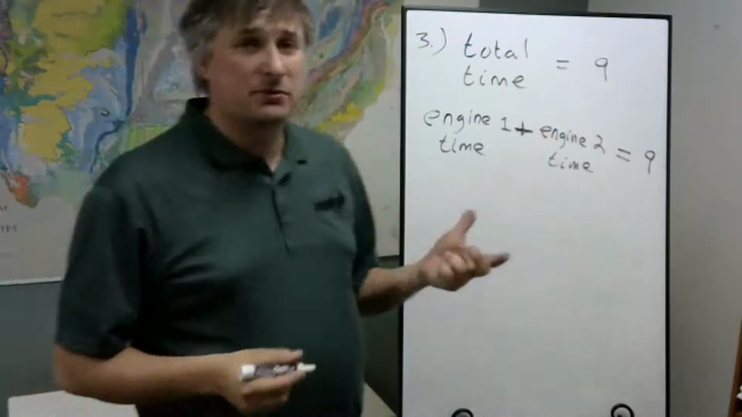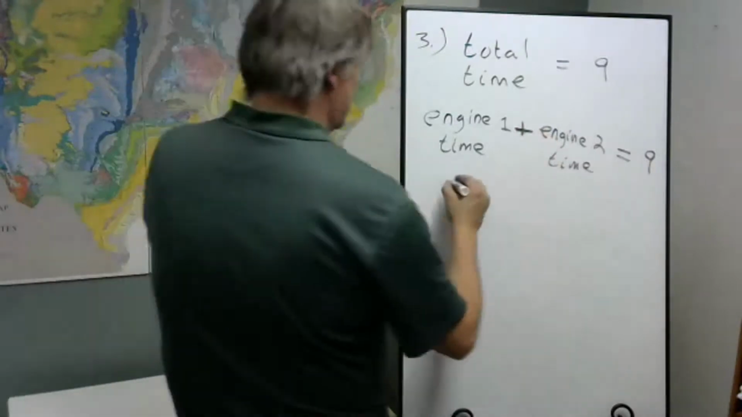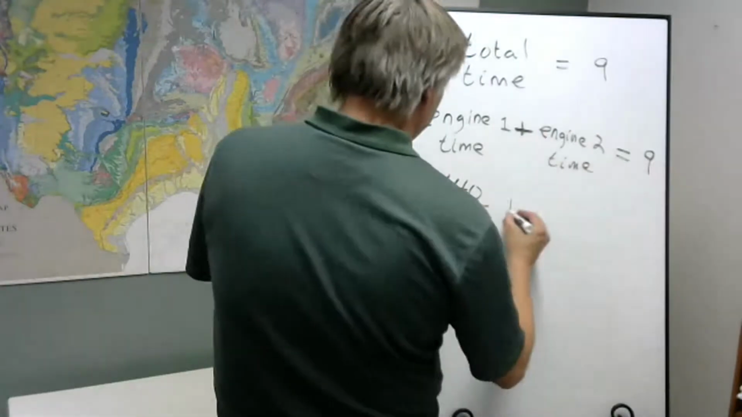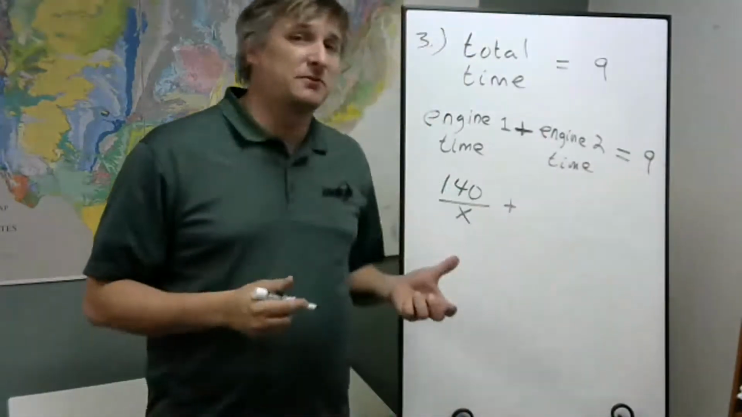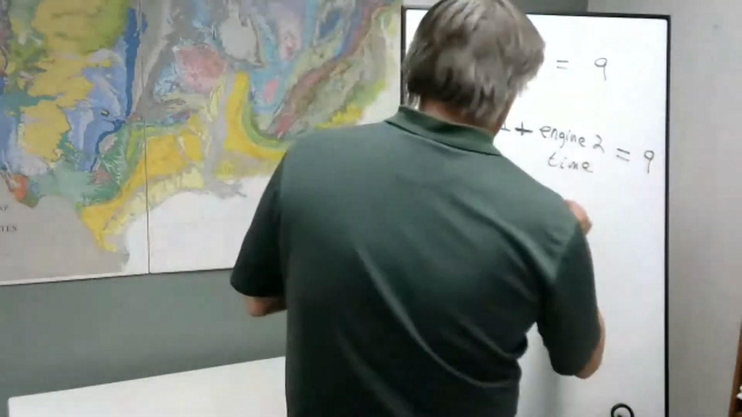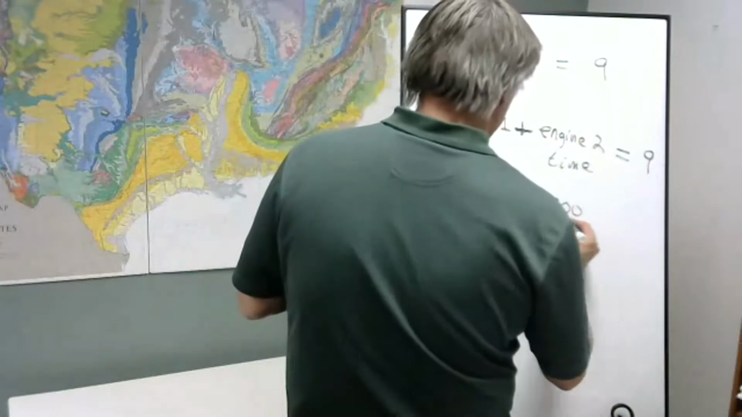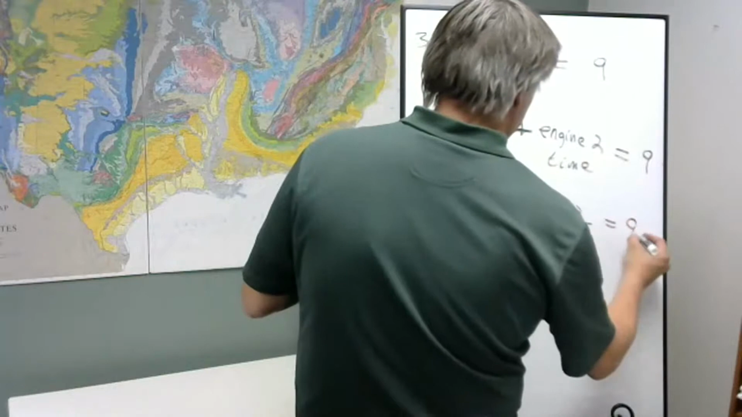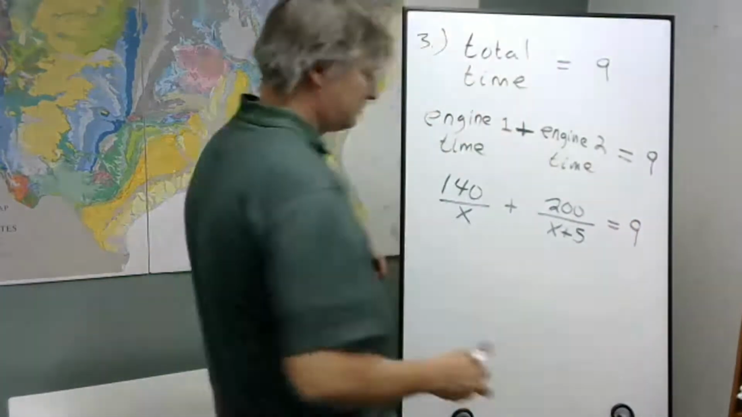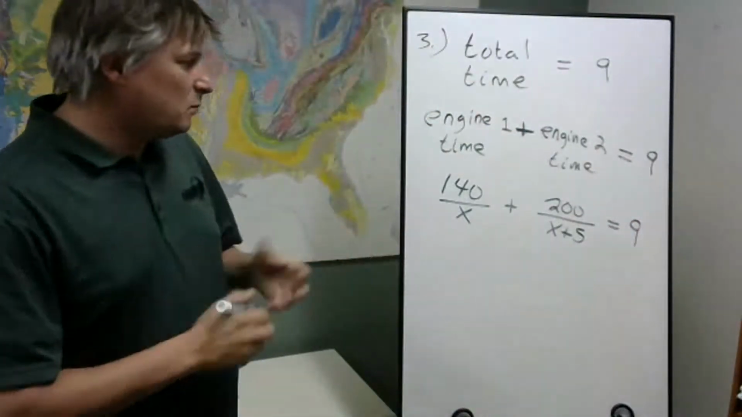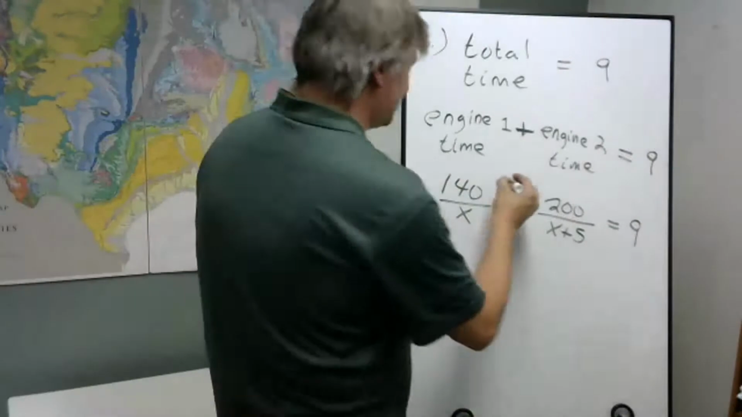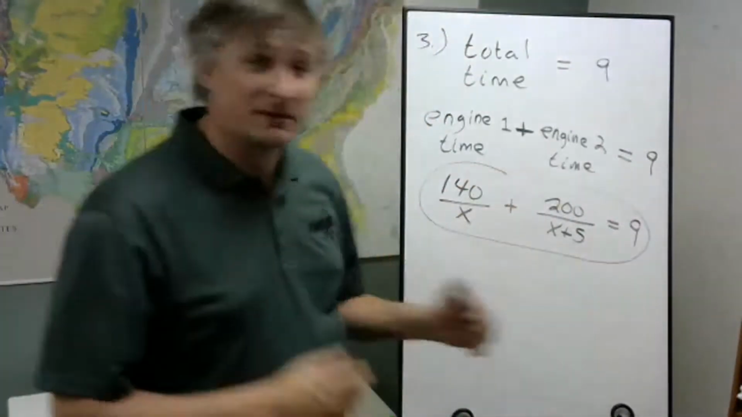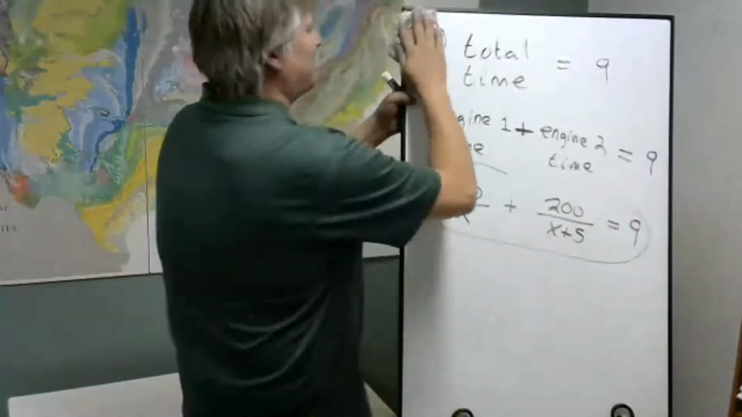Now we have an expression for engine 1 time. It's 140 divided by x. And we have an expression for engine 2 time, 200 over x plus 5. So we want to solve this equation.